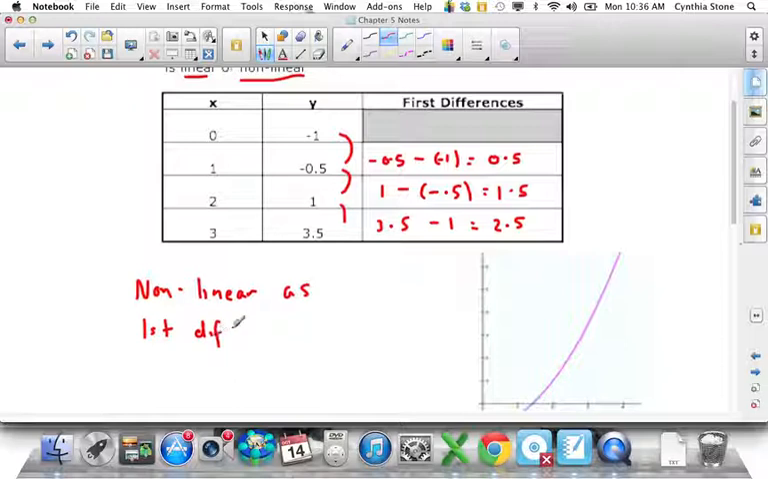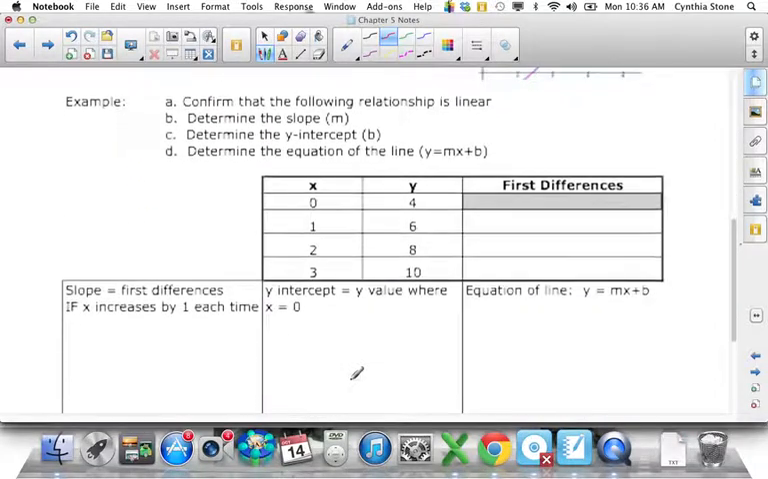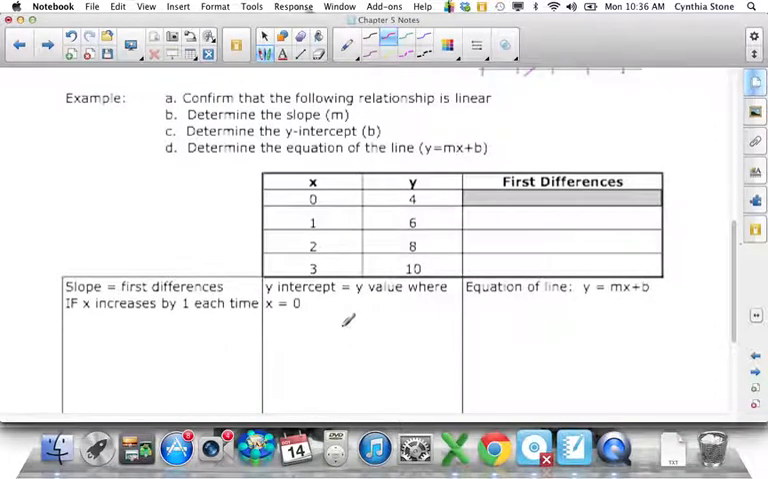The first differences are not constant. Now, I suppose the first check I should have done was to look here and make sure it goes up by the same number. It goes up by ones. And again, as long as it's a constant jump between the x's, then you can do this. So I really should have done that before I actually went ahead and calculated the first differences. But anyway, that's the end. Nonlinear. Next. Okay, confirm that the following relationship is linear. Well, if that's the question, the method is first differences.